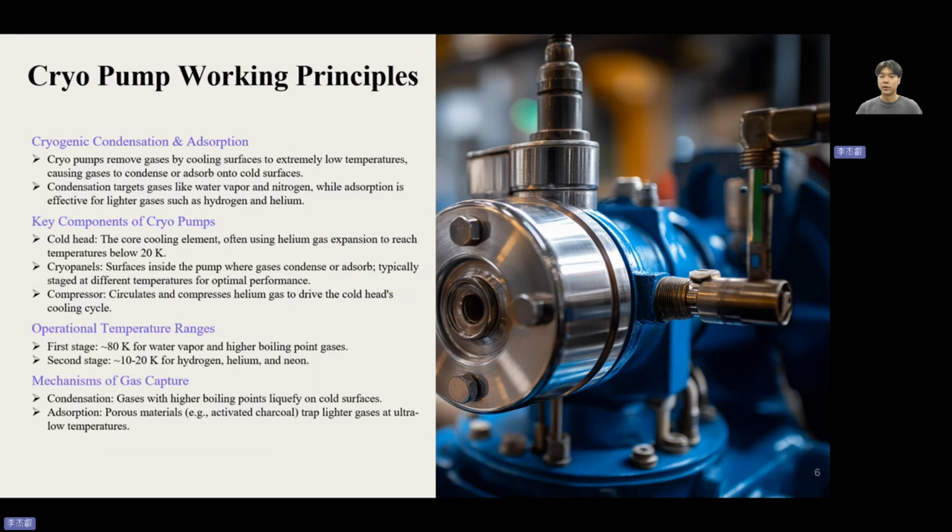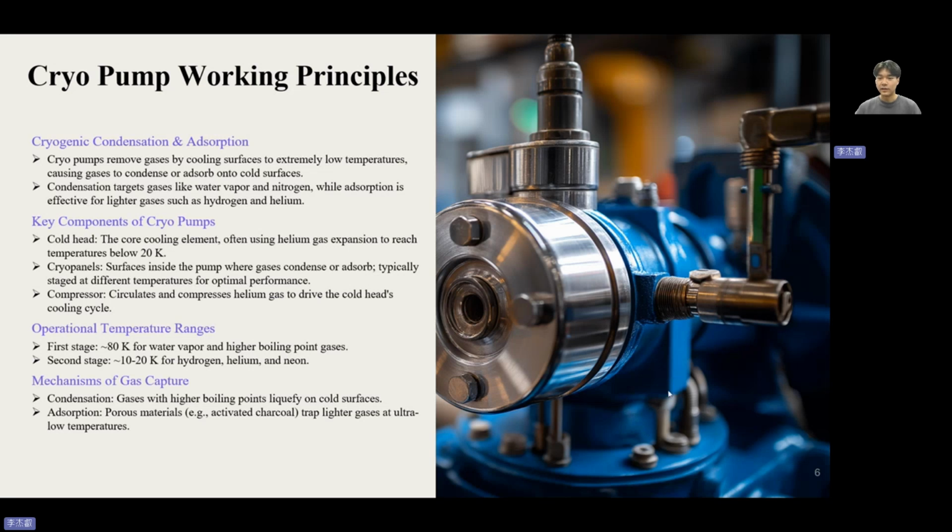Now let's move to the working principle, which is the most important part. The basic principle of a cryo pump is cryo condensation and adsorption. This means the pump removes gas by cooling internal surfaces to extremely low temperature. When gas molecules touch this cold surface, they either condense or become adsorbed. For example, gases like water vapor and nitrogen can be removed by condensation. Lighter gases like hydrogen and helium are hard to condense, so they are usually trapped by adsorption, often on materials like activated charcoal.